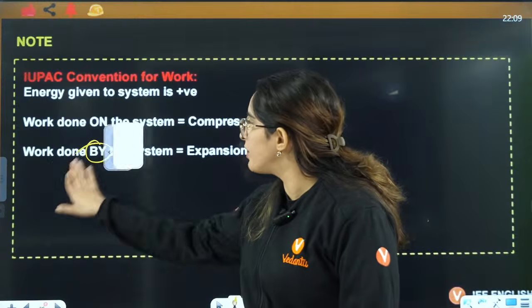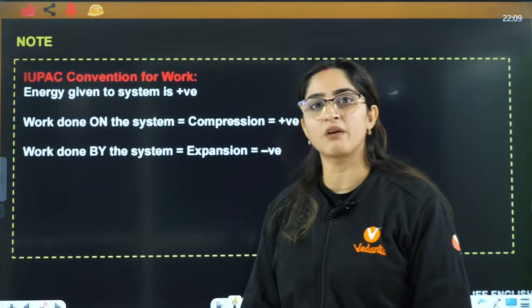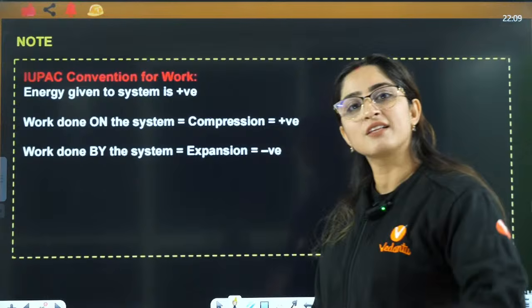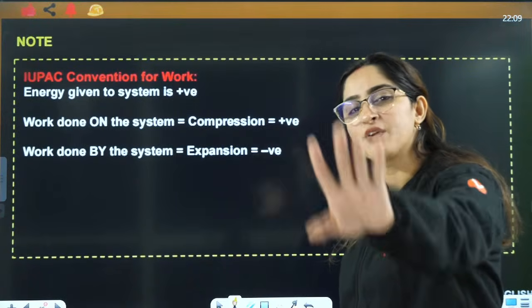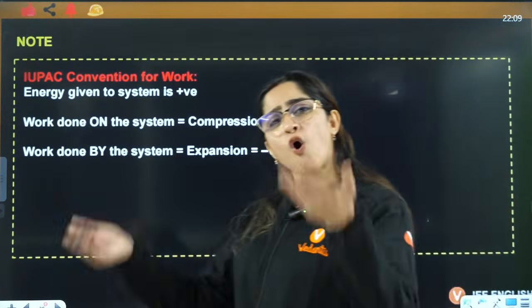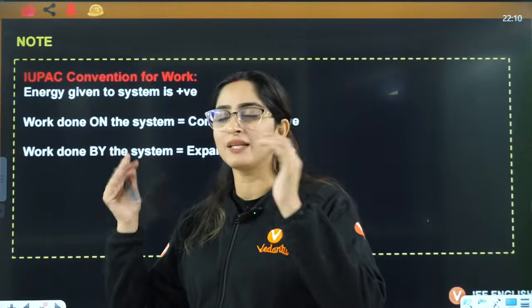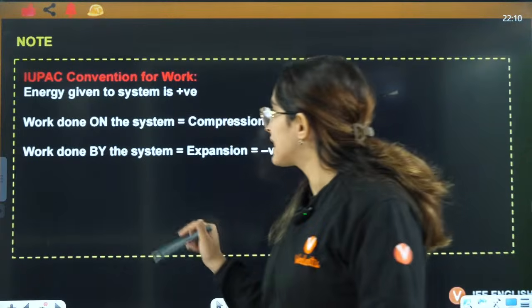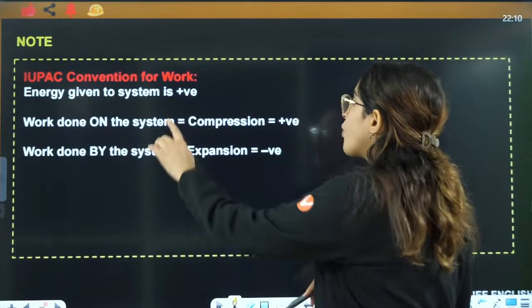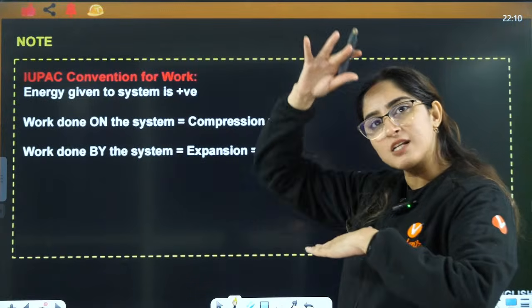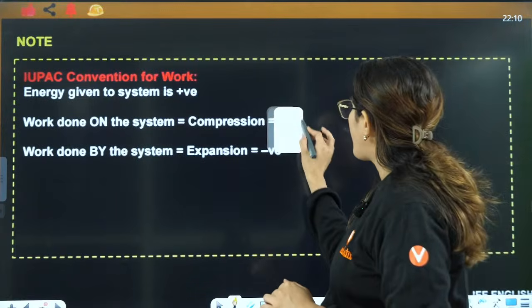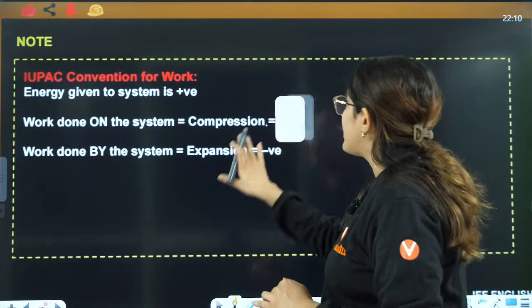If I give you homework, you'll be like, ma'am, why are you giving us homework? Ma'am, I don't want to do it. So when the system has to do the work, the system is feeling negative. When the work is done on the system, it is very happy that it doesn't have to do anything. So that is the sign convention. Work done on the system means it will compress, and that will be positive.